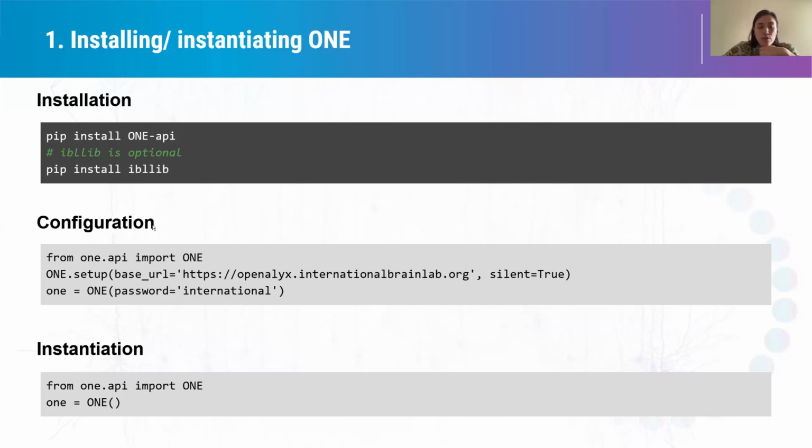The very first time you use ONE on a computer, you'll need to configure it. This sets up a connection to that metadata database that we were referring to earlier that has all of this meta information about the sessions. For the very first time, you just need to send in a username and password. Once you've done that once, you should be good to go. Then every time you want to do your analysis with IBL data, you just need to import ONE and instantiate a ONE instance.